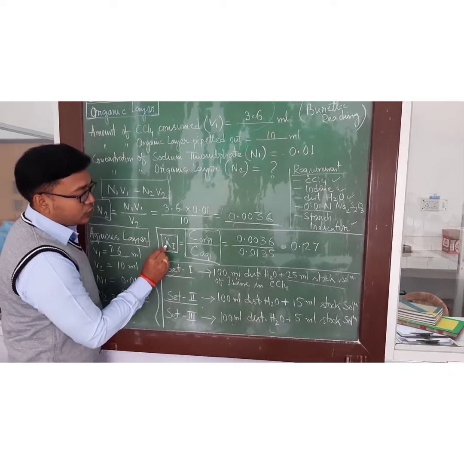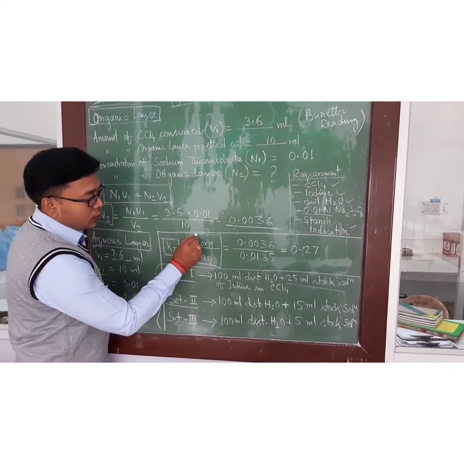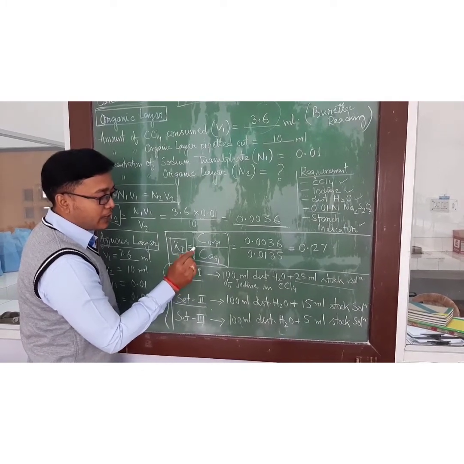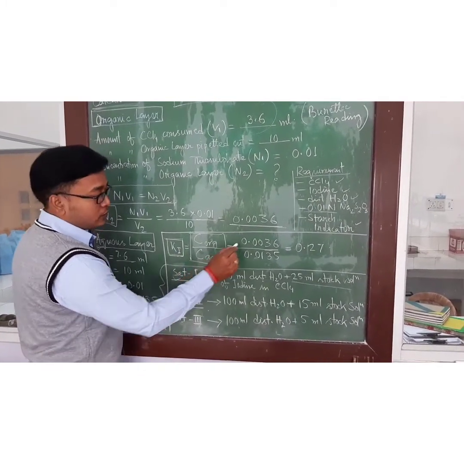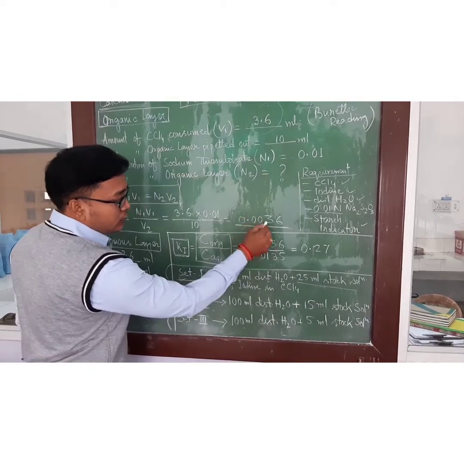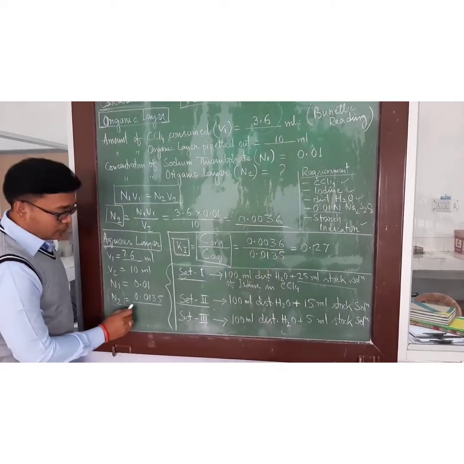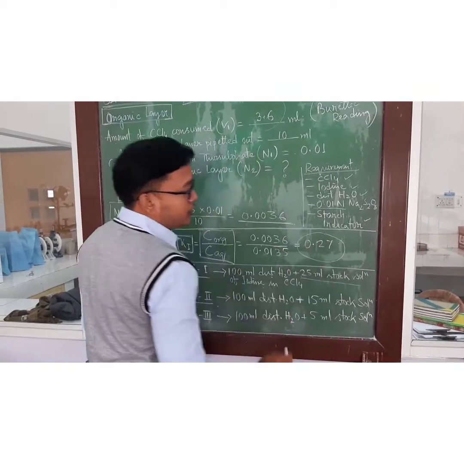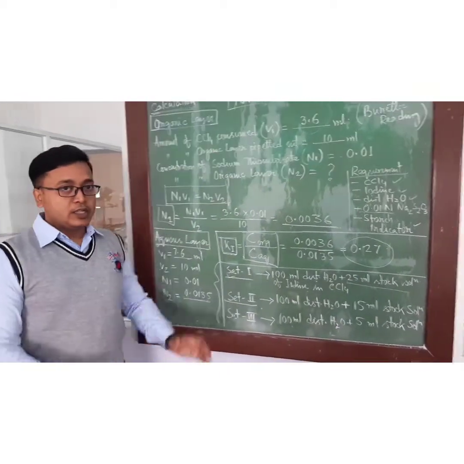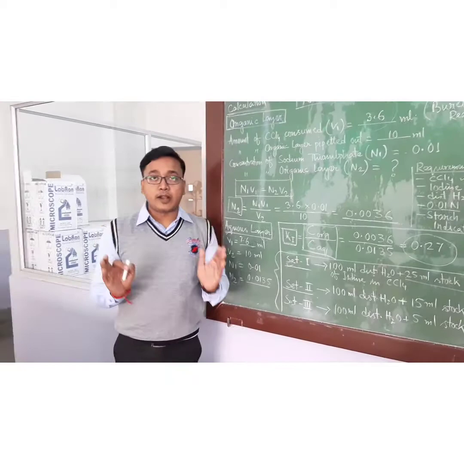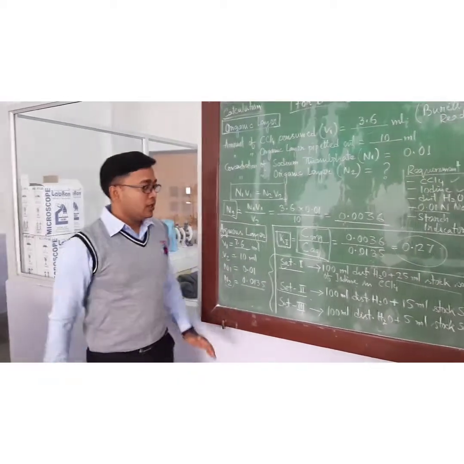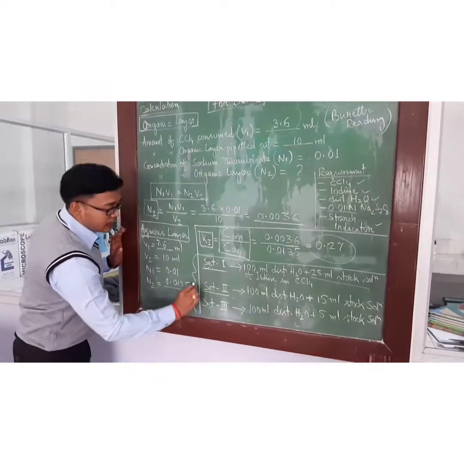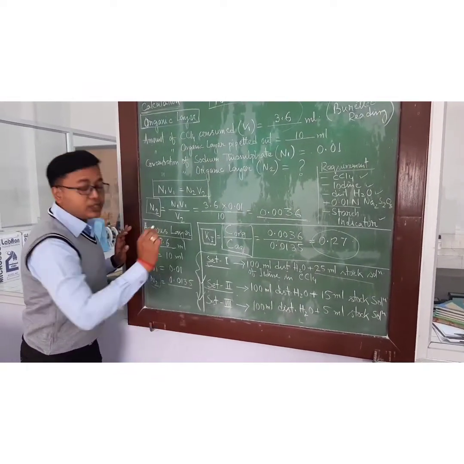Now we will put these values in the formula. The partition coefficient of iodine is equal to the concentration of iodine in organic layer upon the concentration of iodine in aqueous layer. So just put the values, 0.0036 upon 0.0135, and we will get the value 0.27. This is the calculation for set 1. In the same way, you have to perform all that procedure for set 2 as well as set 3.